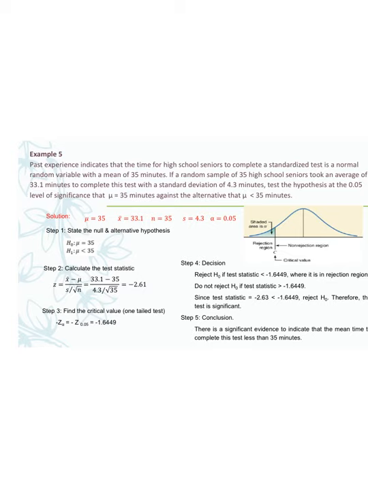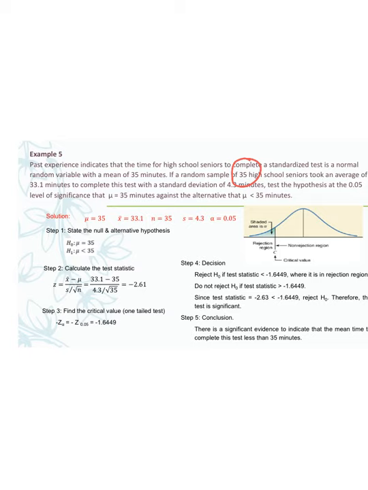Okay, so what is the information given to us? Here we have mu equals 35, x bar, the sample mean, equals 3.1, n equals 35, sample standard deviation 4.3, and we want to test at alpha 0.05. So this one is case number 2. Why? Because we don't know the population variance or population standard deviation. We only have information regarding the sample, and the important thing, we have n equals 35, which is greater than 30. That's why we're going to use Z.